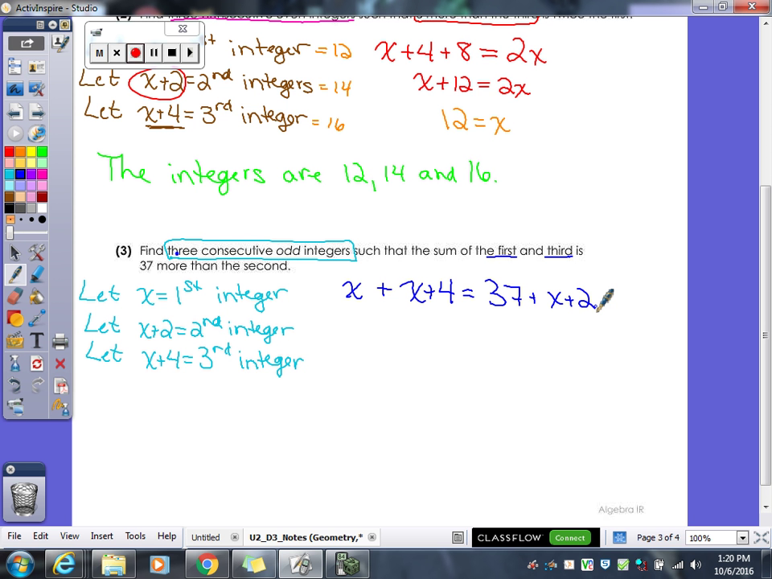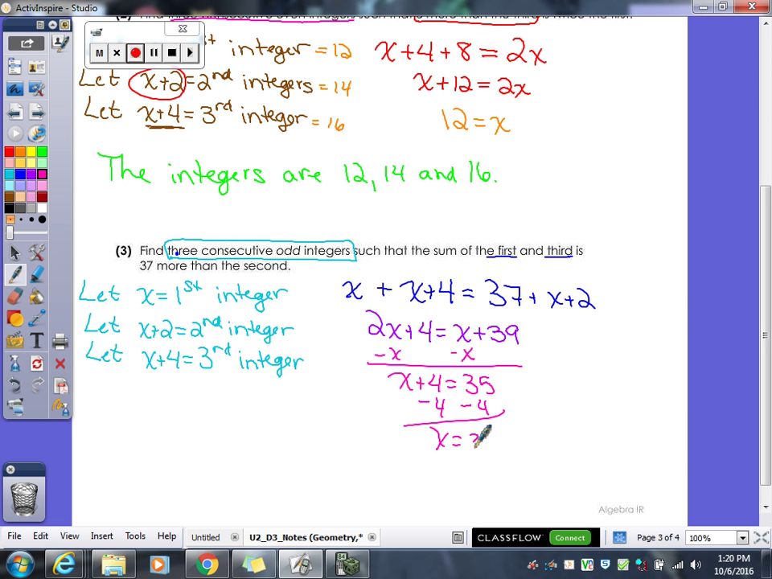So we just need to solve for x. So 2x plus 4 equals x plus 39. You think you have it. He's right. Yep, x should be 35.